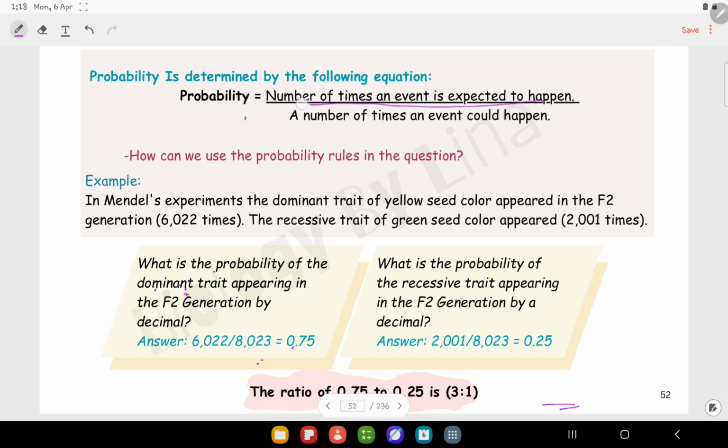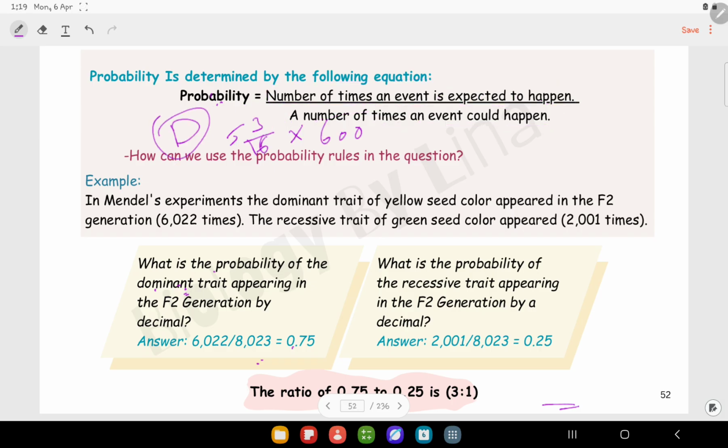Sometimes he asks you about the number directly, the number of times an event could happen, for example, the number of dominant. At that time, you can multiply the probability that you have by the number of times that an event could happen, which means the total. So multiply the probability with the total, and you can get the dominant or the recessive trait.